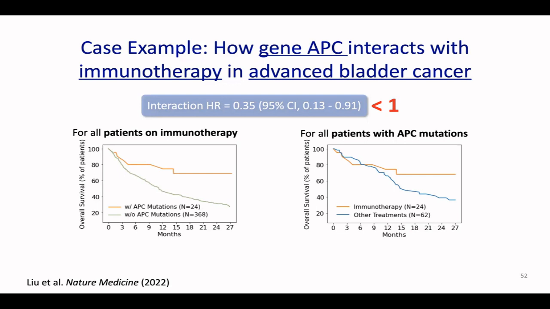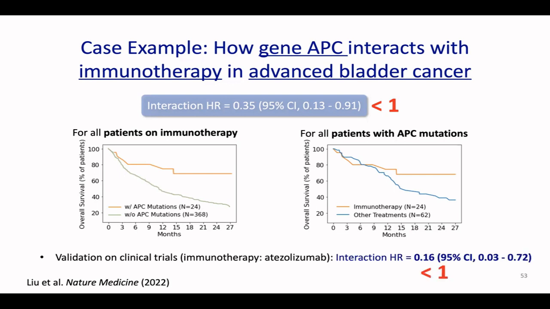I use this case example because what we do is all real world analysis. We adjust for different confounders and build this model. Also, for bladder cancer, we are able to extract a few clinical trials where they have records for the patient's genomics profile and for one immunotherapy drug. Similarly, we found the interaction hazard ratio in the clinical trials is significantly less than 1, which is consistent with what we found in the real world data.